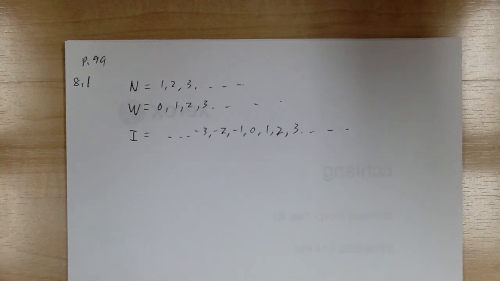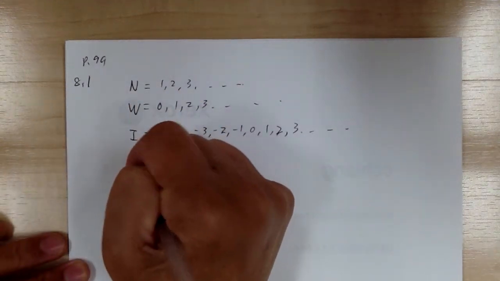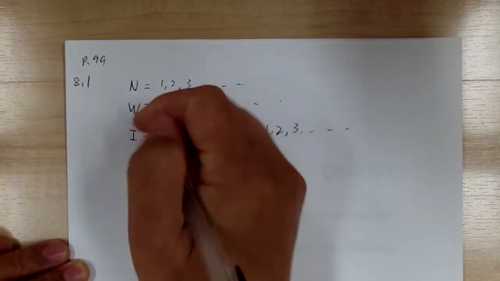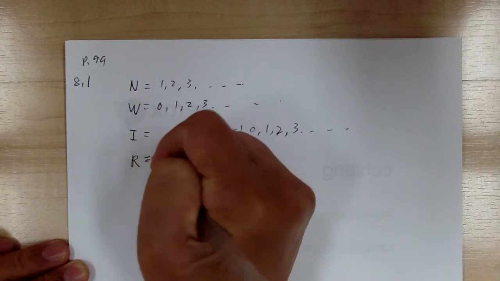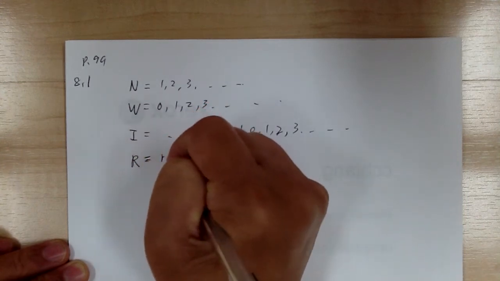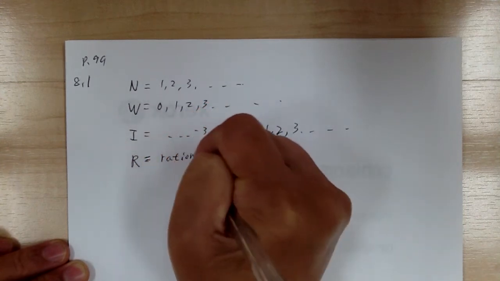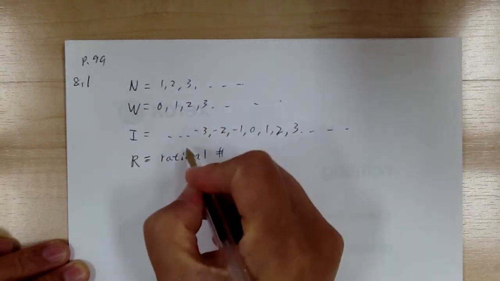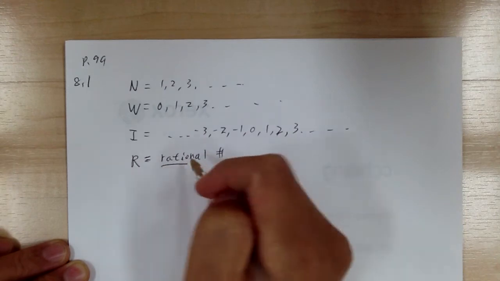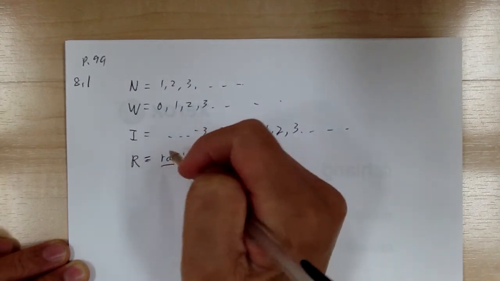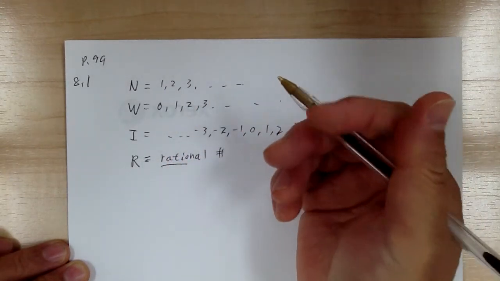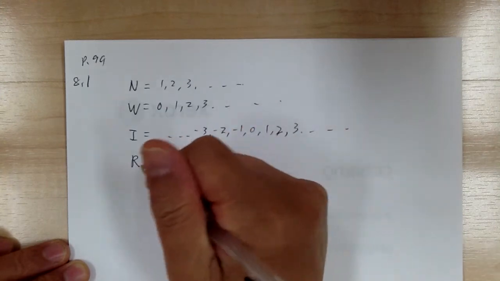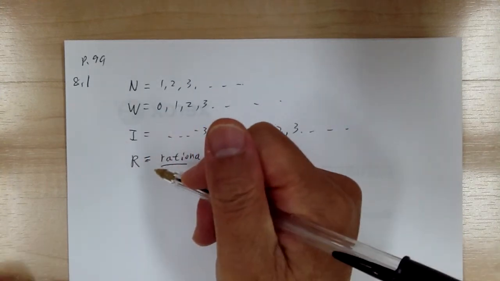Okay, next, let's go ahead and consider rational numbers. A rational number is anything that can be converted into a fraction. The rational number came from the word ratio. A ratio is a comparison of two numbers. So anything that can be expressed as a fraction is a rational number.